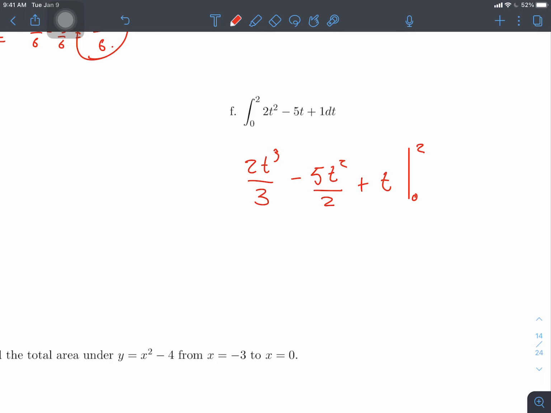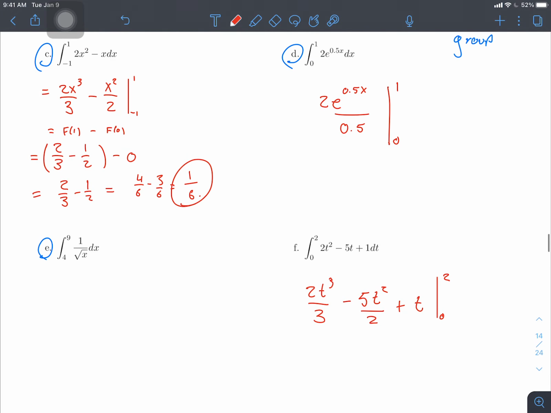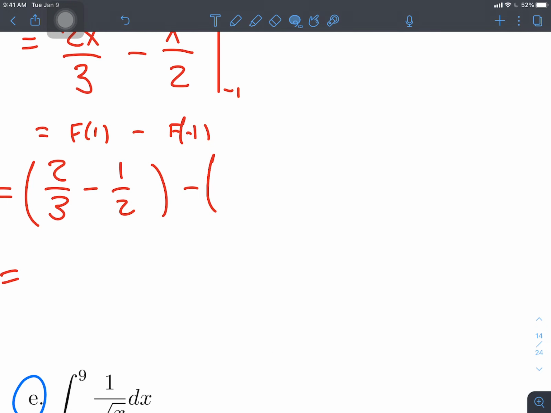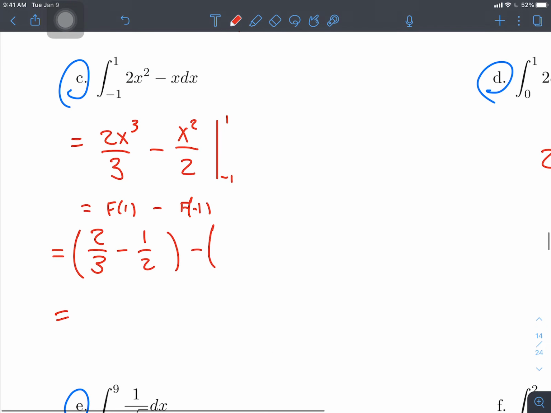Question, Gino? In the first example that you did, the lower bound was -1, but we did it at 0. Oh, thanks. Yeah, sorry. This should have been a -1 here. So here I should have put -2/3 minus 1/2, and then whatever you get when you subtract those things. Thanks for catching that. Yeah, I plugged in the wrong number.